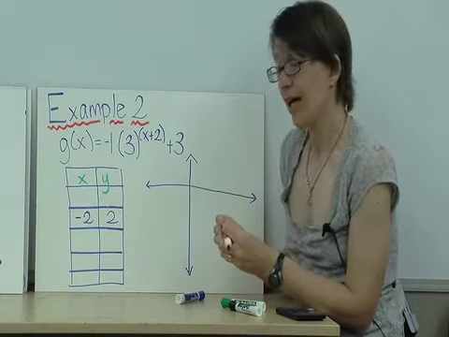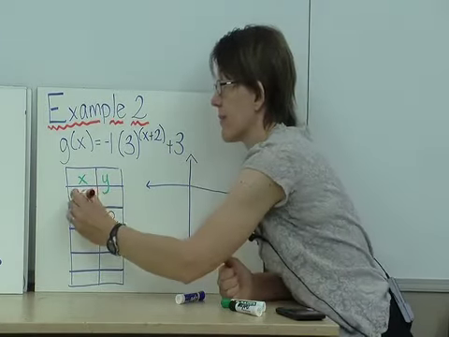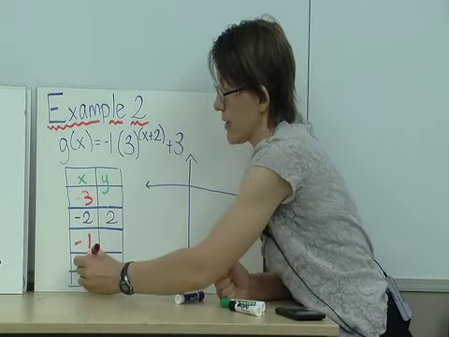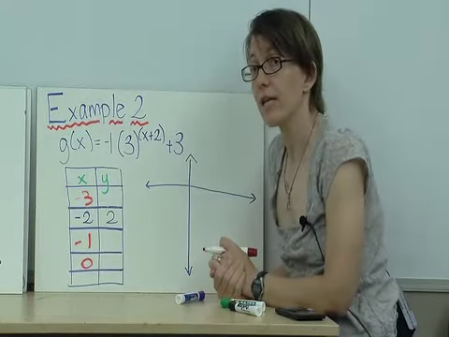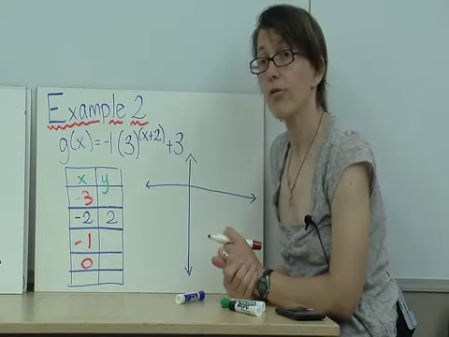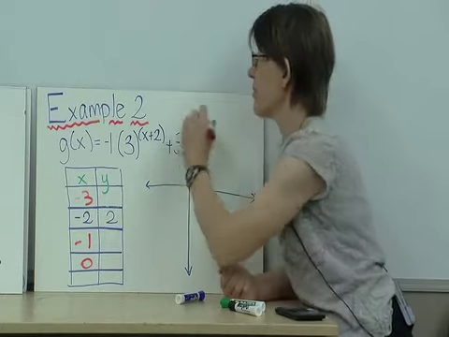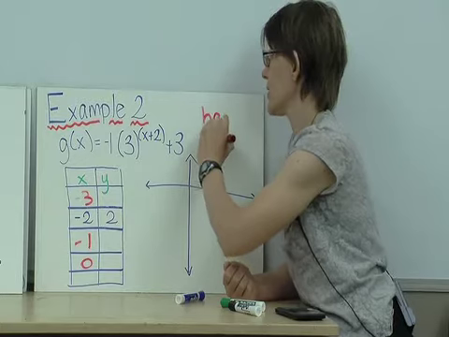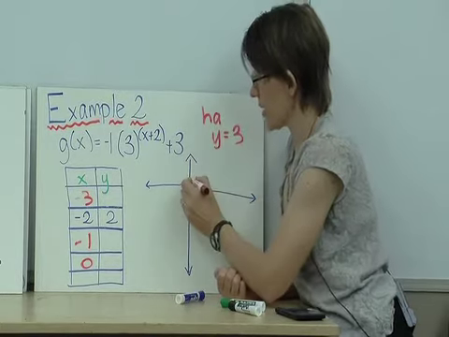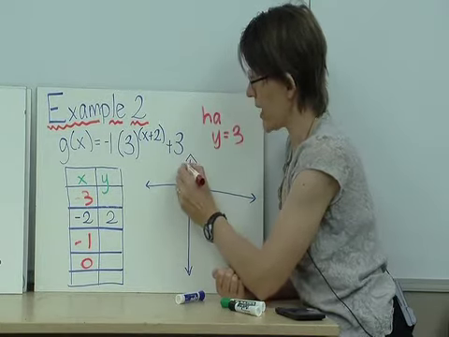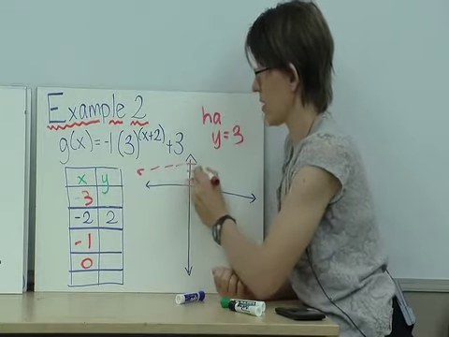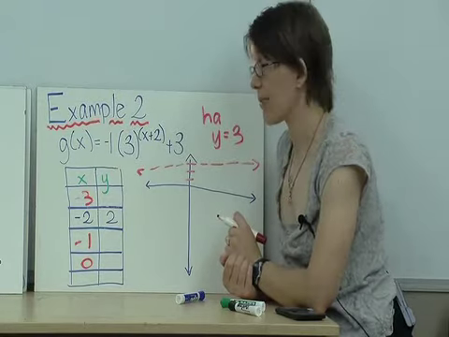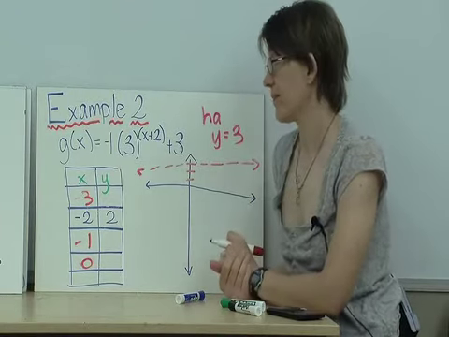So I'll be evaluating a few more points. I'll do -3, -1, and 0 in order to have a nice selection of points for my graph. Also, my horizontal asymptote is at y equals +3. So I will draw that in right away. Tells me that all of the action on this graph is going to be happening below this line.